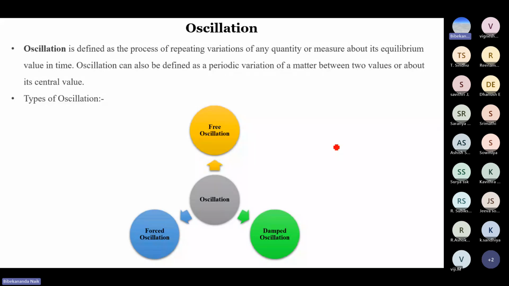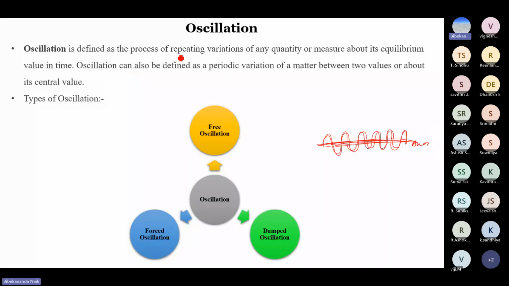So basically, if a quantity is oscillating, suppose this is a quantity, this is its average value, and the quantity is oscillating like this. So with time, the equilibrium value of the quantity is this straight line, and the quantity with time is oscillating like this. So we can say it is oscillation. Basically it means periodic change or repeating variations. So there are different types of oscillations.